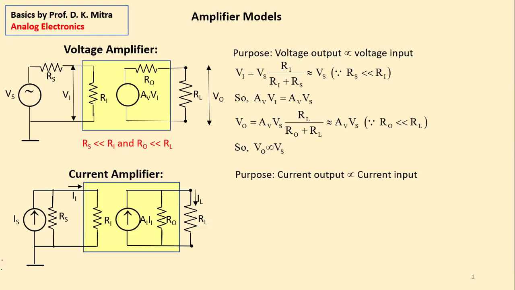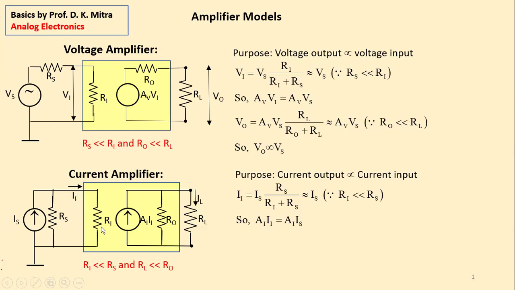Now, how does this work? Here, Ri must be much, much less than Rs. Here, Ri was much bigger than Rs. Here, Ri is much smaller than Rs. Right? Also, load resistance must be much smaller than Ro. If you can calculate these values properly and design an amplifier, then what do you get? Firstly, let us find out what is II, because this value is II. So we have to find out II.